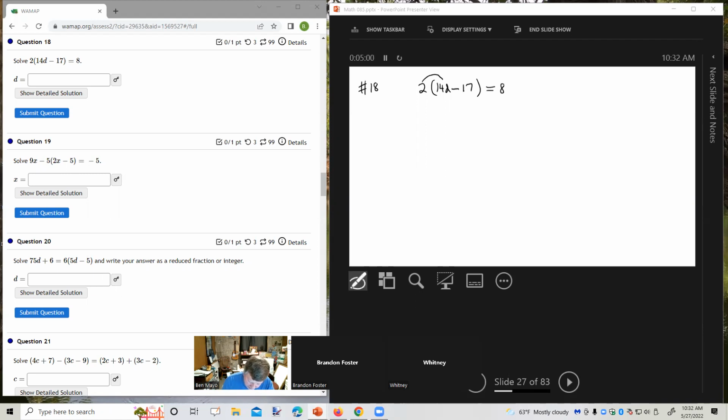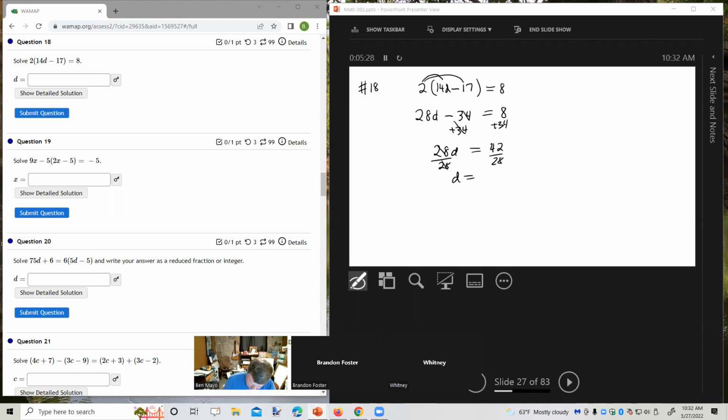2 times 14d is 28d. 2 times minus 17 is minus 34. And then on the right, we can't do anything. It's just equals 8. So now to isolate the variable term, we'll add 34 to both sides of the equation. 28d equals 42. Then we'll divide both sides of the equation by 28.